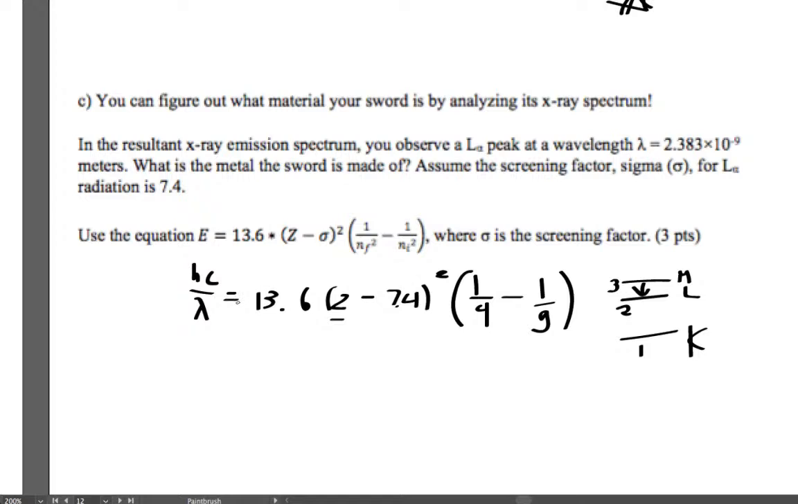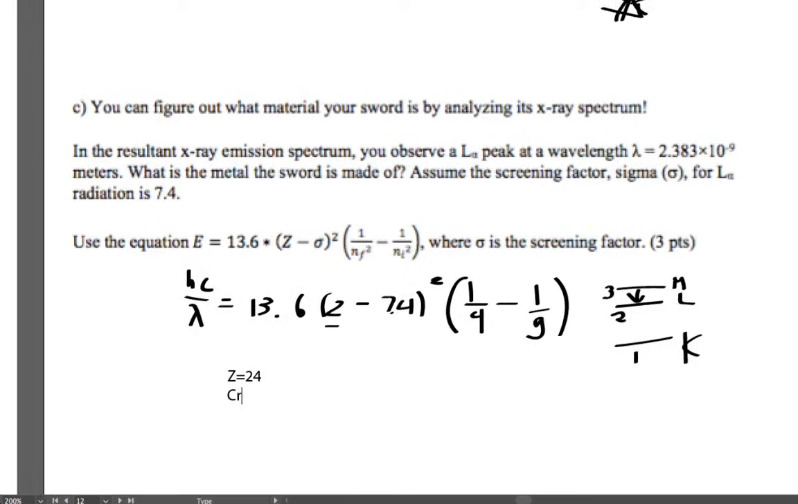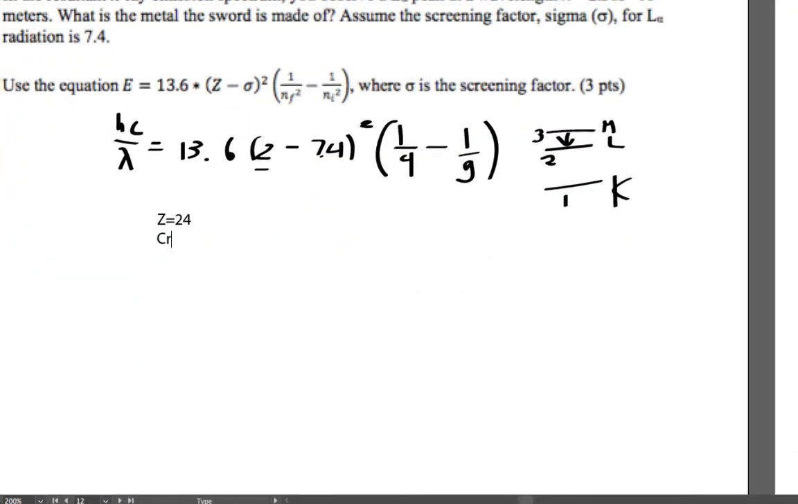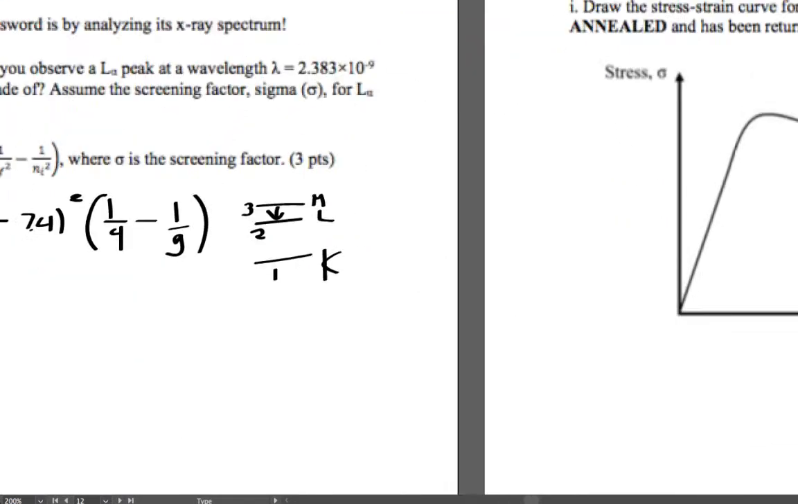24. So we can look into our periodic table for Z of 24, which is chromium. So the answer is that Z would equal around 24. This would mean chromium, as we have finally found out the material. Very good.